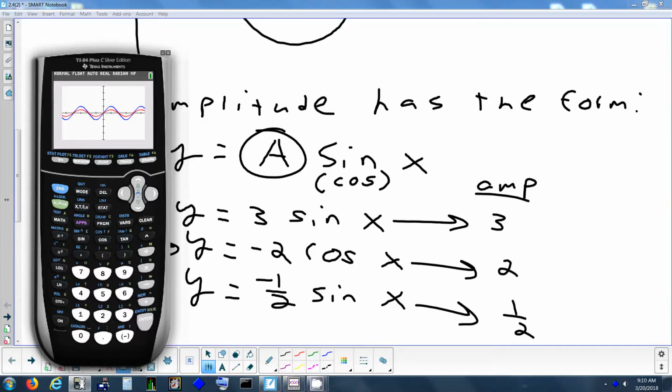If you throw a negative in there, let me take y3 and just do it as a negative. Okay, so what you're going to see now, the red and the black one are negatives of each other. Exact same amplitude. All that happened is the red one was flipped. So the high point in the red one became the low point in the black one, and vice versa. It flipped over.